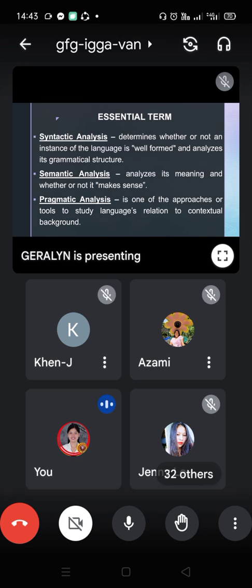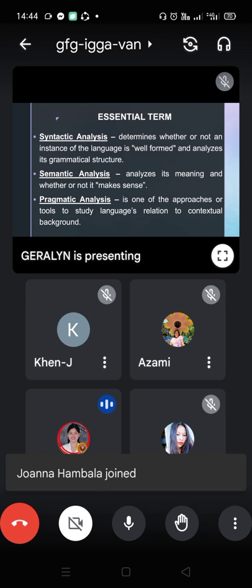Semantic analysis, on the other hand, analyzes the meaning of the sentence as to whether it makes sense or not. Naa ba siya meaning or wala. Next is pragmatic analysis, one of the approaches or tools to study language's relation to contextual background.